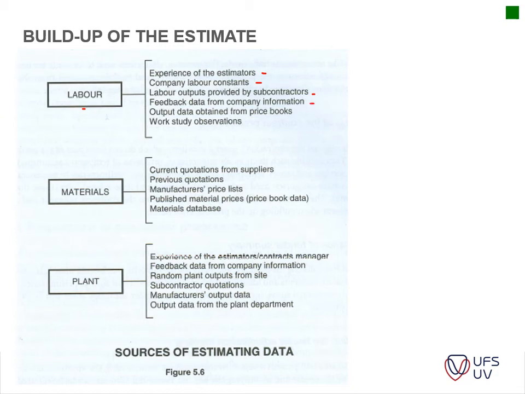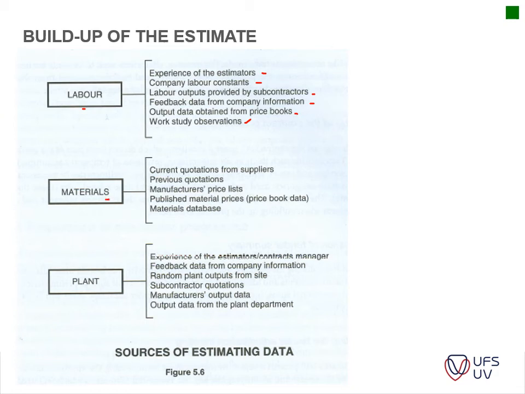The company information is usually the rates per hour for the labor that you're going to use on site. Then you've got your output obtained from price books, so previous tenders, etc. Then work study observations. If you've got a new resource or a new bricklayer on site, you might go and look at a project where he is currently working, and assess whether he can actually do this work within the allotted time. So it all comes down to experience, basically.